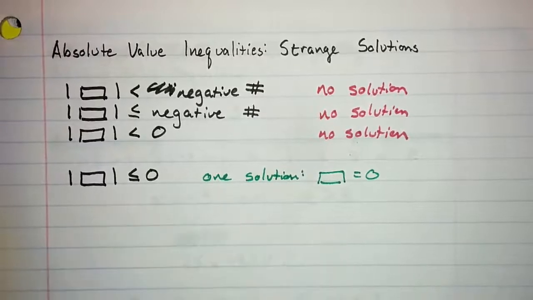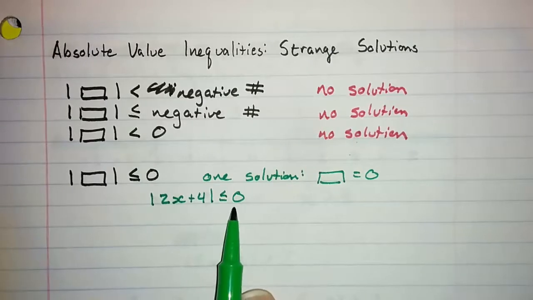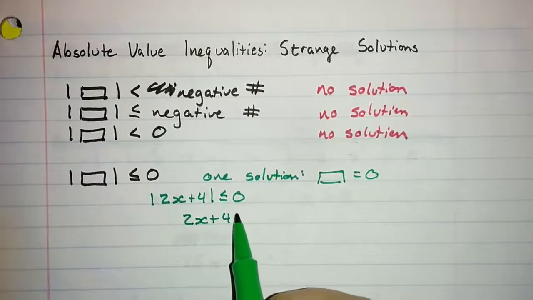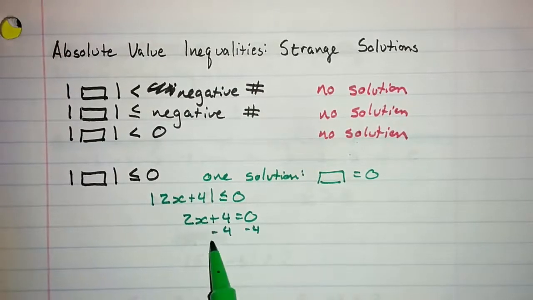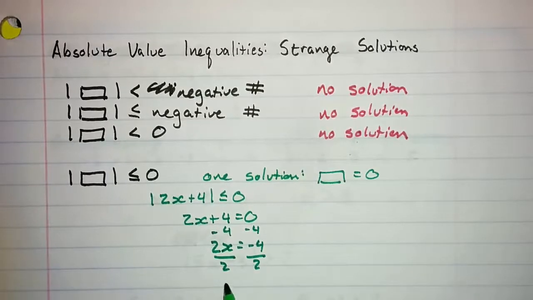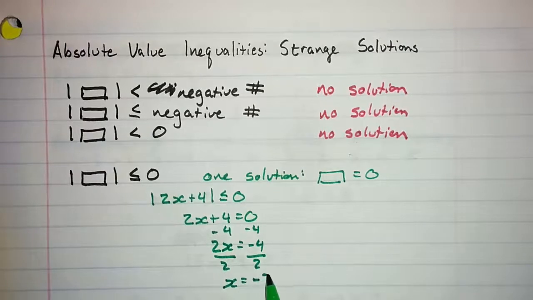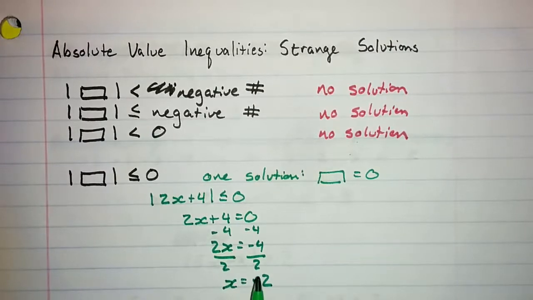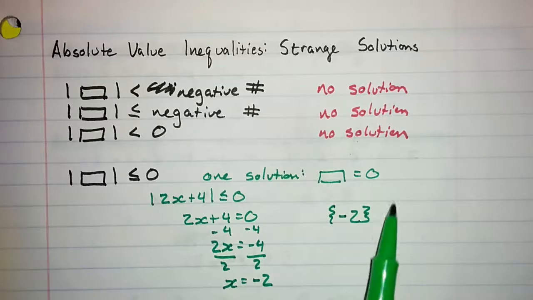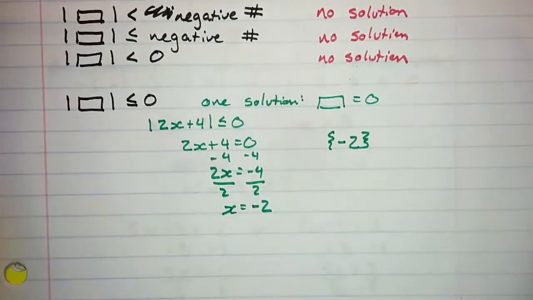I'm going to show you an example of this. If I tell you the absolute value of 2x plus 4 is less than or equal to 0, that can only happen when 2x plus 4 is 0. So when 2x is negative 4, which happens when x is negative 2. In interval notation, if we want to express this, the right way is as just the set containing the one number negative 2.